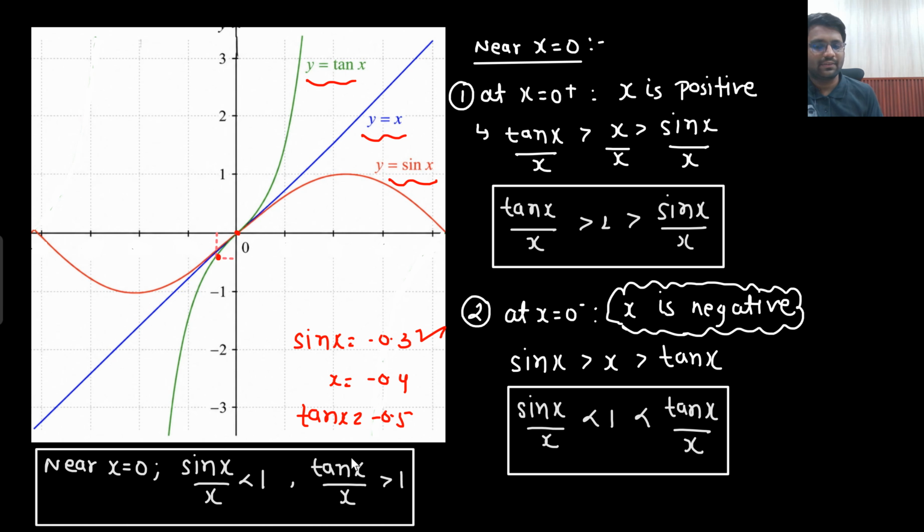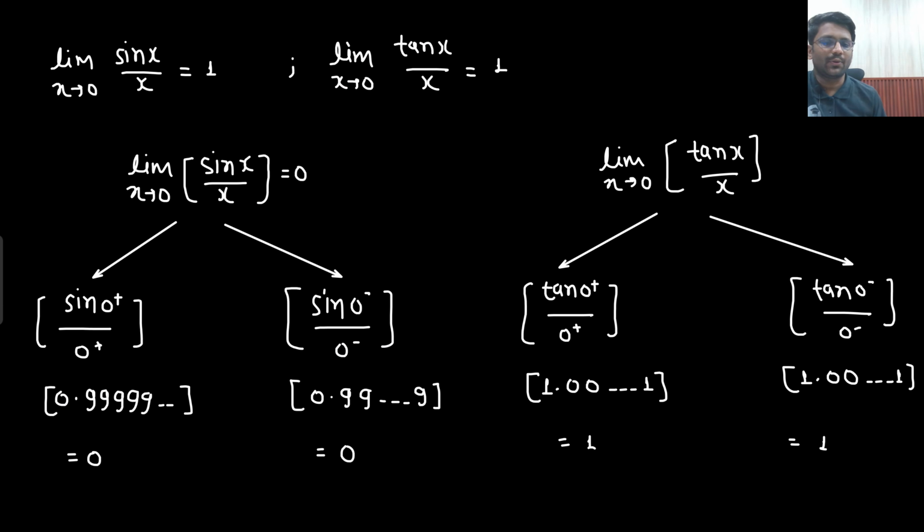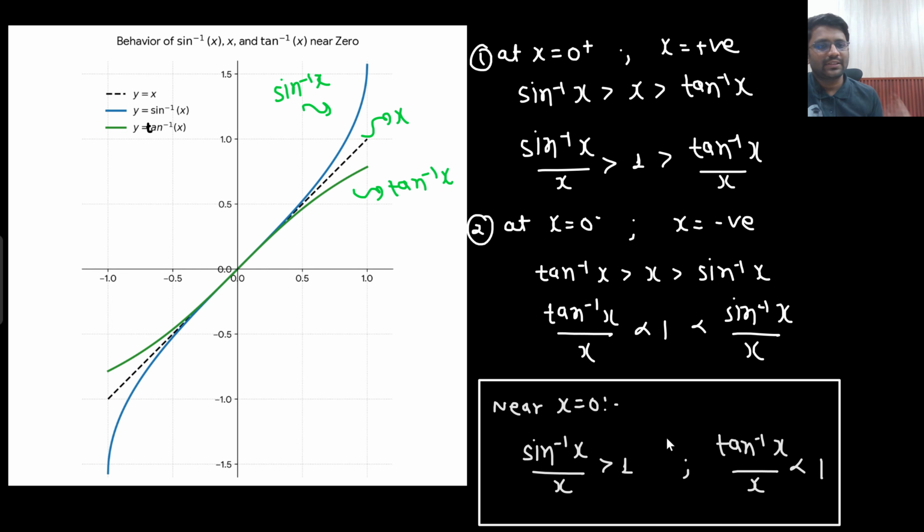And here it was completely opposite. The sin x by x was less than 1, tan x by x was greater than 1, but nearly equal to 1. Nearly equal to 1, but greater than 1 or less than 1. Is that understandable to you or not? Okay, so just remember one thing.